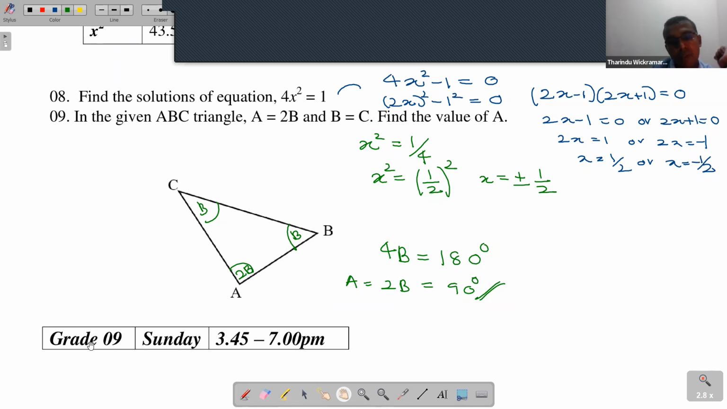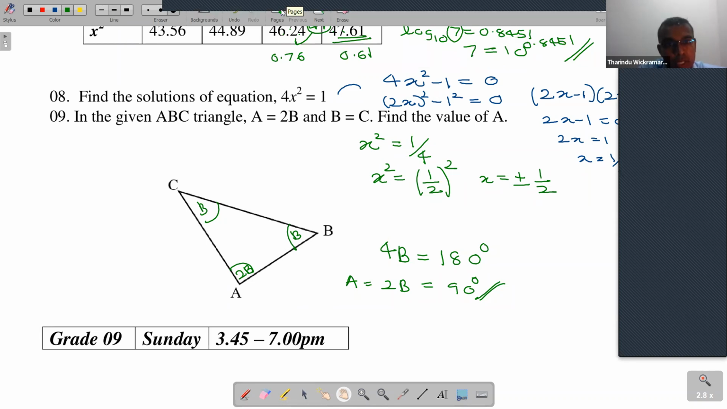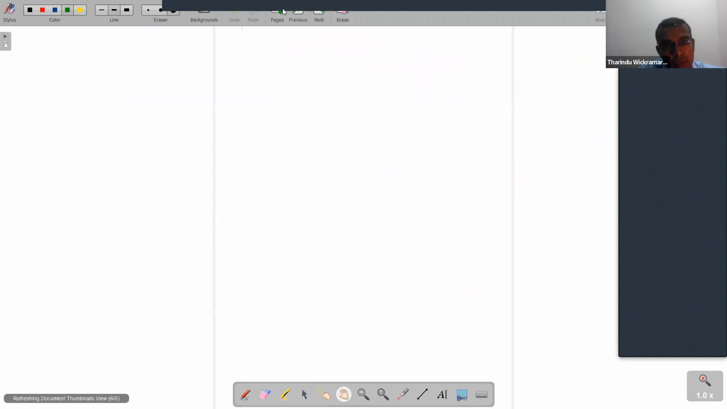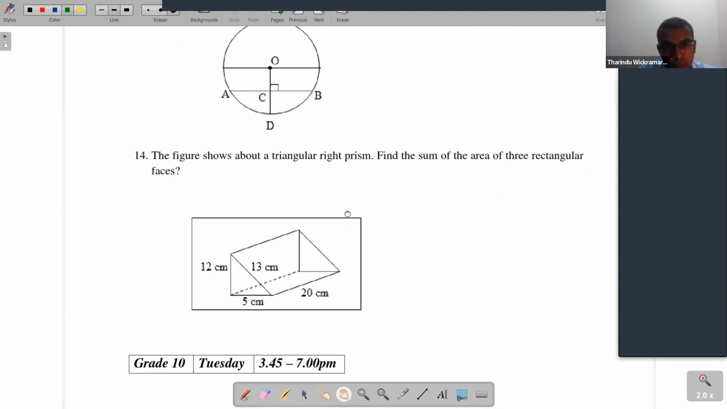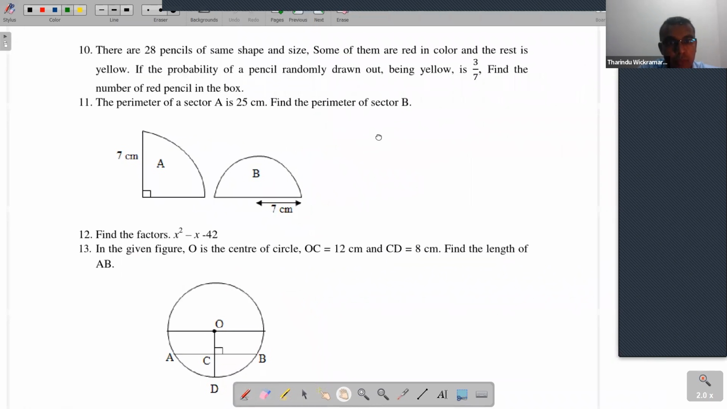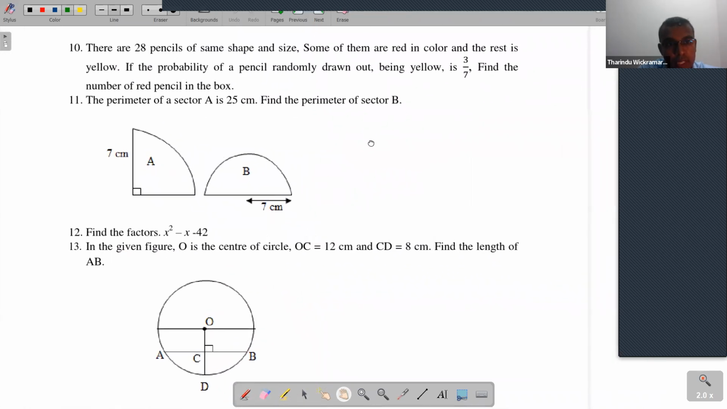So our timetable is also given in the bottom, right? Online class timetable. Right. I think we can move to the next page. This is easy, right. So you can try the first two questions, 10 and 11, and send me answers.